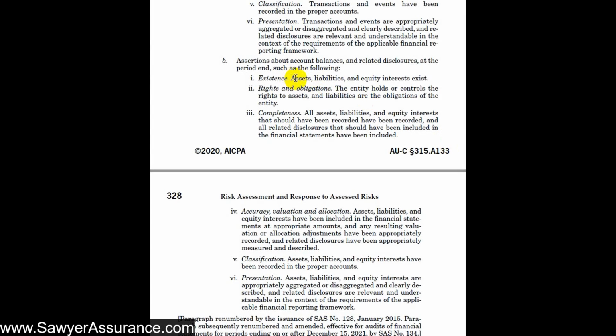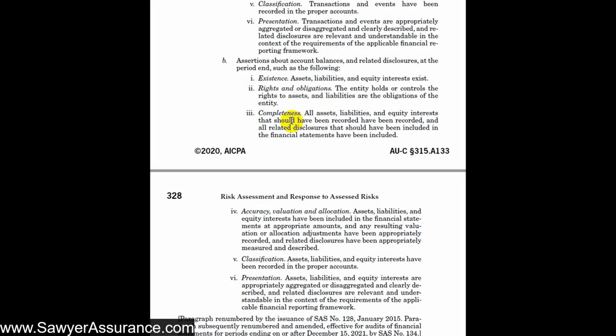So a further audit procedure that we might do would be to go and look at the building. It exists or not. And then rights and obligations would be, does the entity actually have the rights to the use or the ownership of that building? So these are two separate things. Is it real and does it exist? And also, does the entity have the right to use and own it?